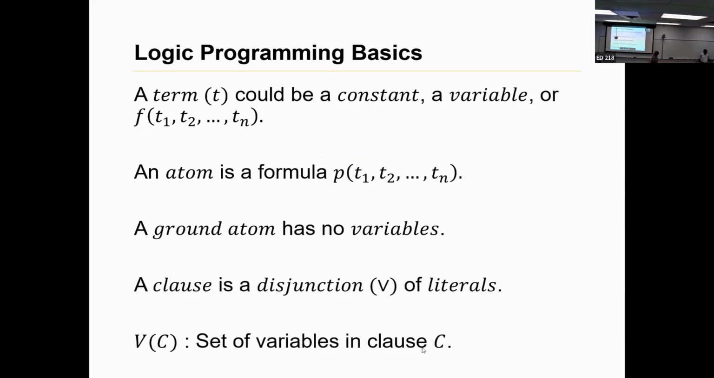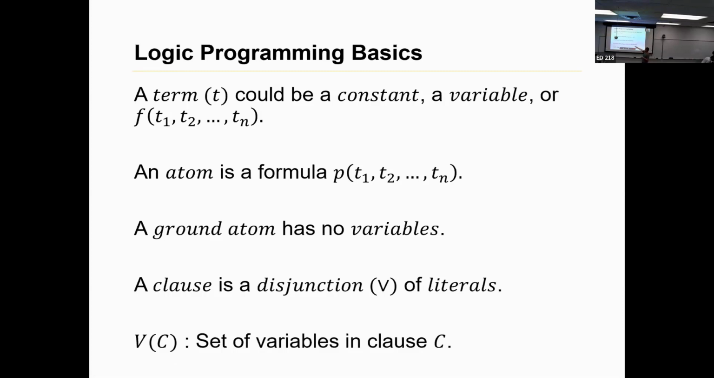So a term T could be a constant, a variable, or an expression, or you can call it a function, that has term 1 to n as the input. An atom is a formula P of term 1 to term n. A ground atom has no variables, so it can still have other terms like constants or functions in this paper, especially. A clause is a disjunction of literals, and so generally, a clause is just a bunch of atoms connected by logical connectors.